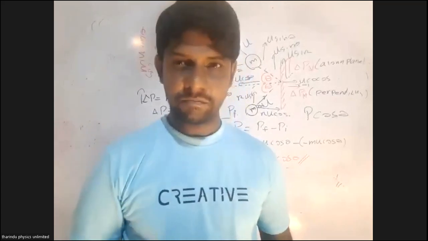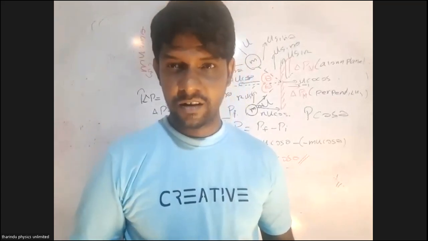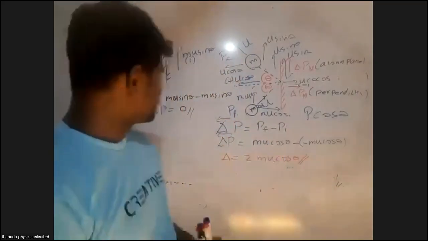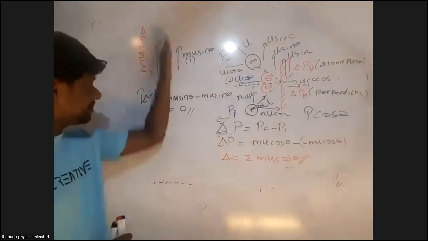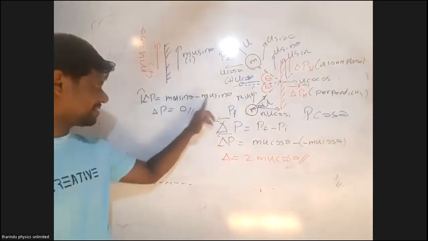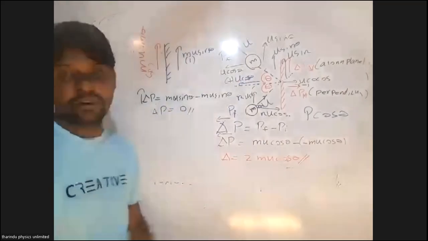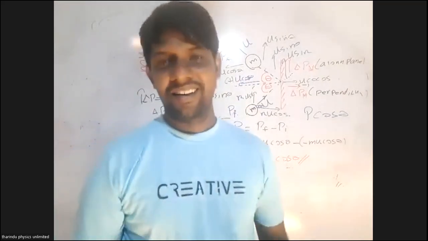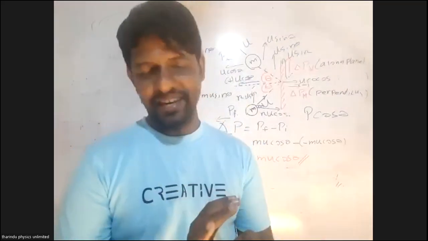Okay? Understood? See, you put it like 2 mu sin theta. It is in the same direction. Mu sin theta minus mu sin theta means 0, not 2 mu sin theta. Understood now? Very good girl.